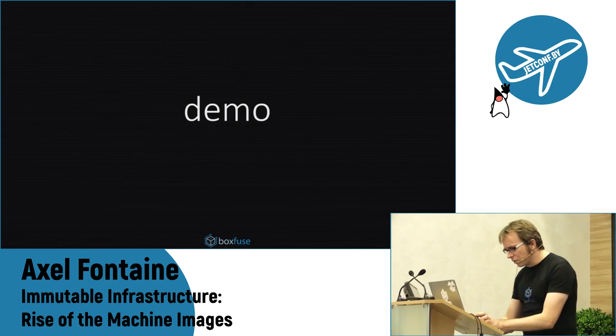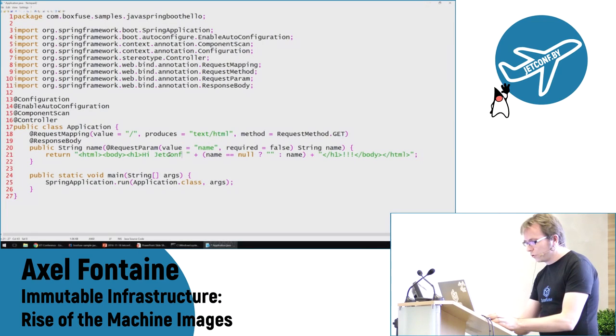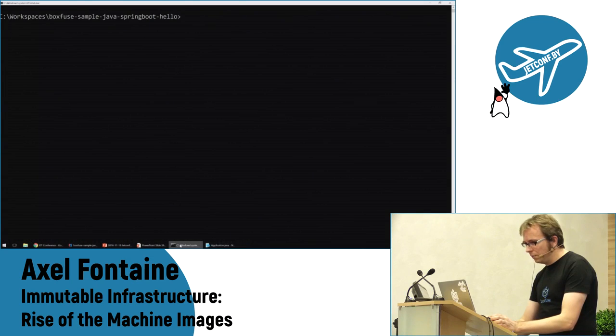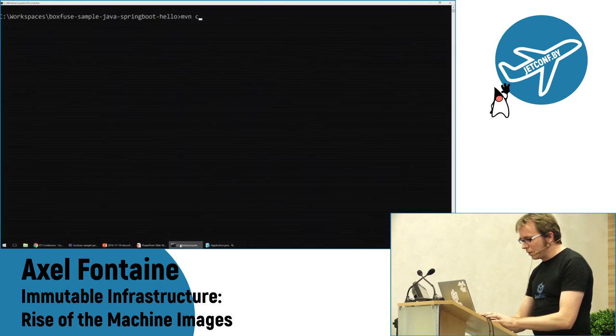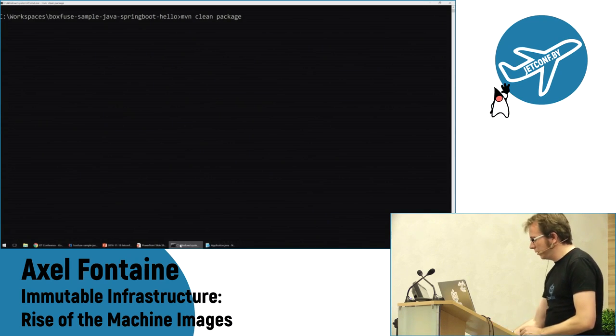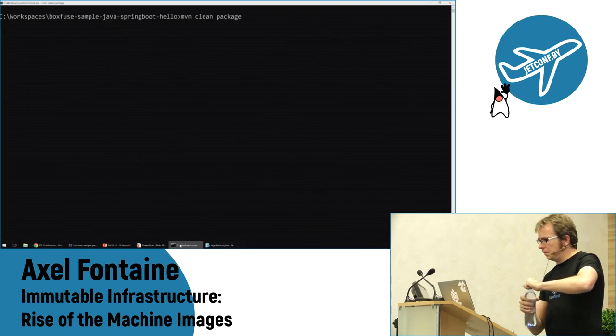So I'm just going to switch over. I've got just the main class of a Spring Boot application. Just changed it here. Add some exclamation marks, hide jetconf. And we're just going to build this guy. So I've got our Maven window here. Just going to quickly build the project. Just clean package. Should take about a second. Let's go.